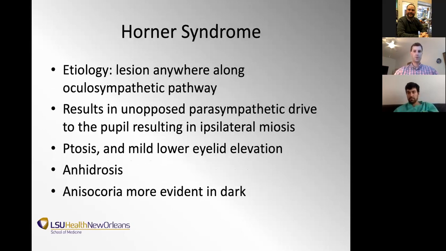So the next one is Horner syndrome. In Horner syndrome, you have a lesion anywhere along the oculosympathetic pathway. So anywhere, whether it's the first order neuron to the third order neuron, could be the one that's affected. And this results in unopposed parasympathetic drive to the pupil that results in ipsilateral miosis. So you end up with ptosis because the Müller muscle is affected. You end up with anhidrosis because we show those nerves going off to the sweat glands. And then you have the anisocoria that's more evident in the dark.